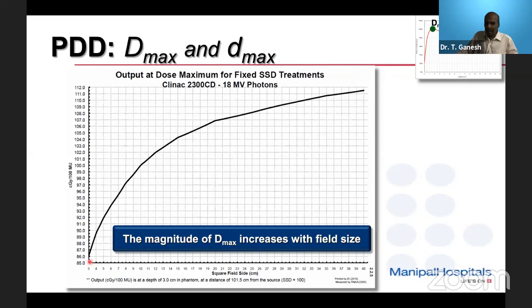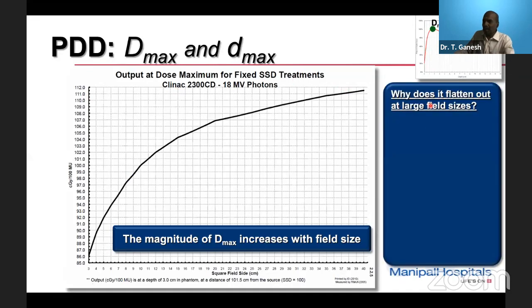How does it increase? From 3 by 3, it is 86, and 10 by 10, it is 100. So from 3 by 3 to 10 by 10, it is a 14 centigray increase. But from 10 by 10 to 40 by 40, such a large increase in the field, the increase in output is only 11 centigray, 111 centigray. So why does it flatten out at large field sizes?